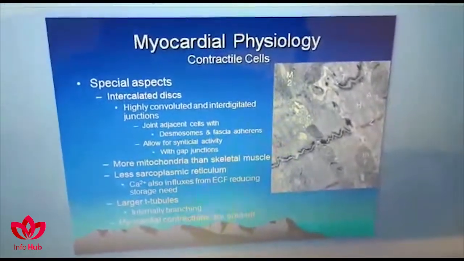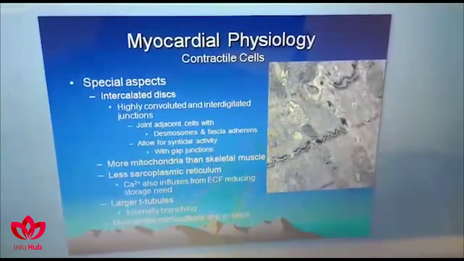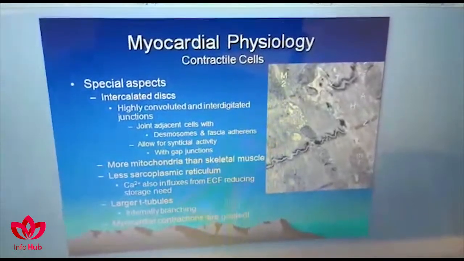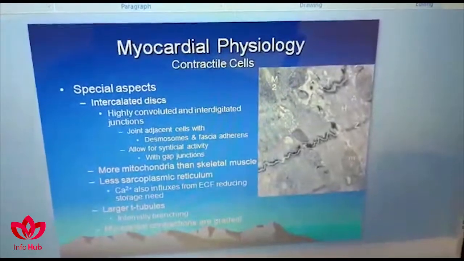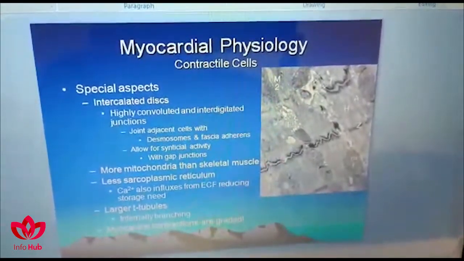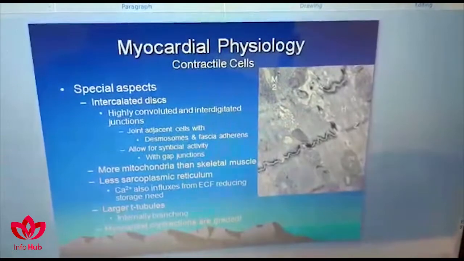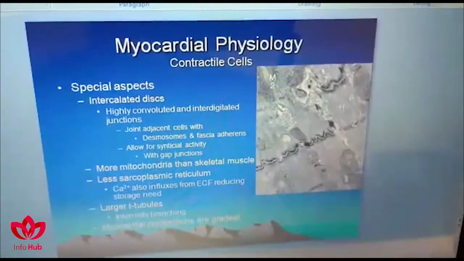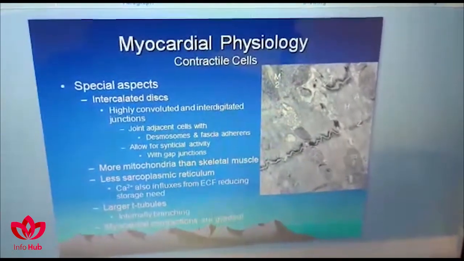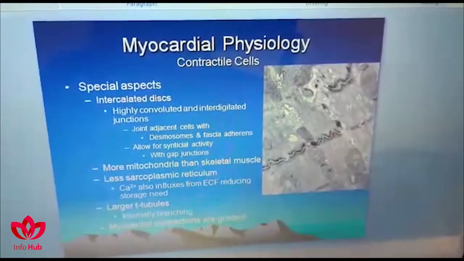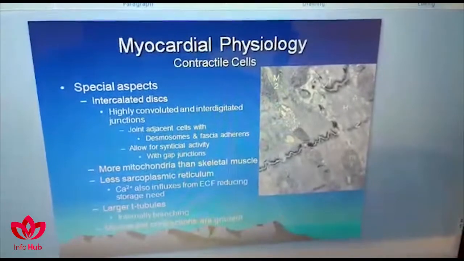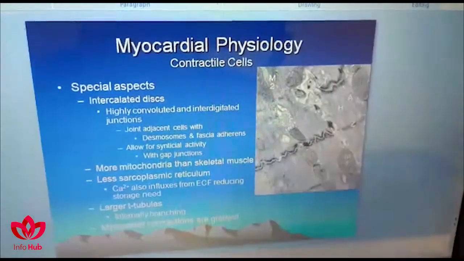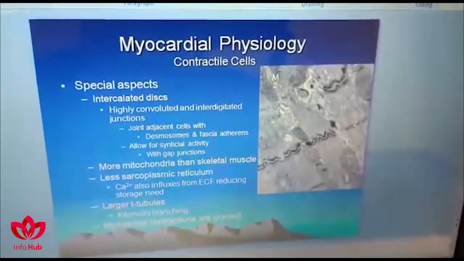Now we will see the special aspects of these cardiac muscles. There are intercalated discs, which are highly convoluted and interdigitated junctions between the individual muscle fibers. They join the adjacent cells with the help of desmosomes and fascia adherens. The property of these specialized junctions, along with gap junctions, is to allow for the syncytial activity of cardiac muscle.